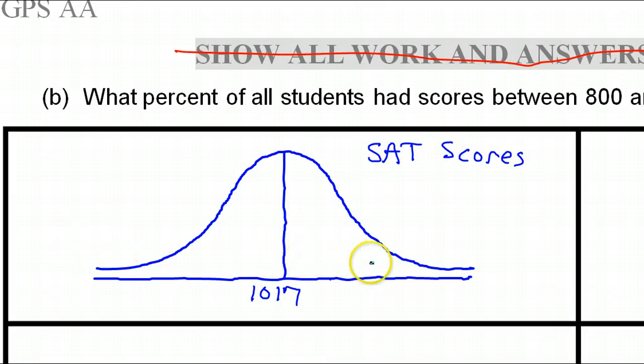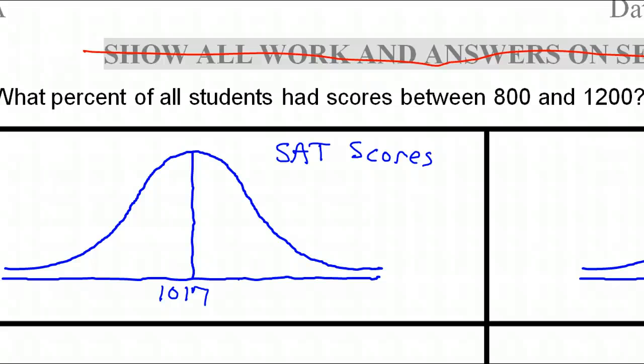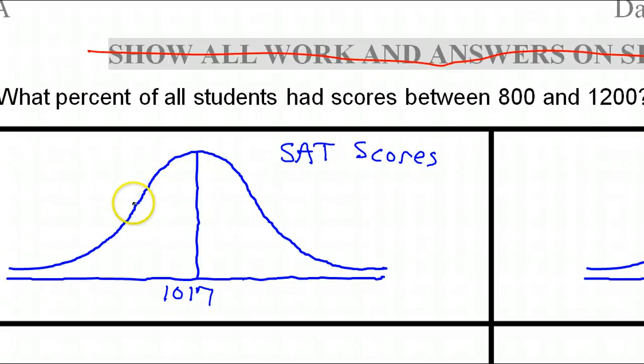So you start off with your basic normal distribution. Of course, the mean goes in the middle. Don't forget to label it SAT scores. This is worth points. Now, between 800 and 1200. Well, 800 is going to be to the left somewhere, so we'll call this 800. And 1200 is going to be somewhere to the right, so we'll just put it over here somewhere.